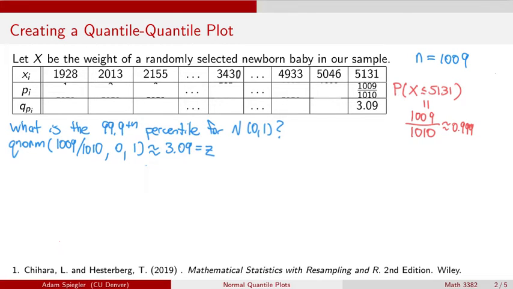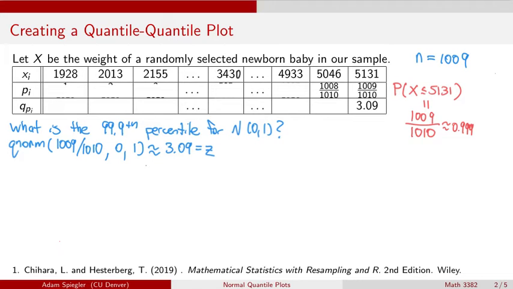So we're trying to map each of these values in our data set to what their corresponding z-score would be if the distribution were normal. And so we can do a similar trick for each of these values. So for example, this 5,046, it was the second largest value in our data set.